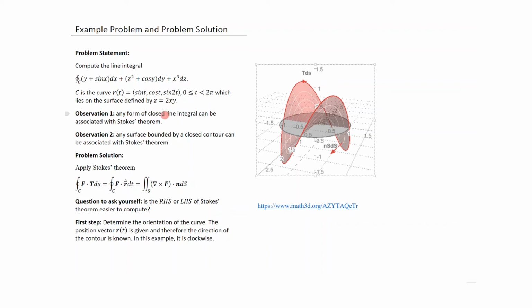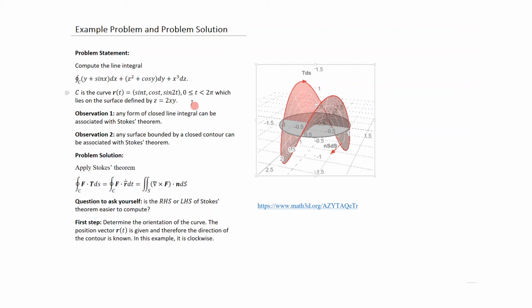How do I know that? Well, if I substitute in for x, that is sine t, and substitute for y, cos t, I end up with z is equal to 2 sine t cos t. But that's nothing more than sine 2t. So this particular curve does lie on the surface defined by z equals 2xy.